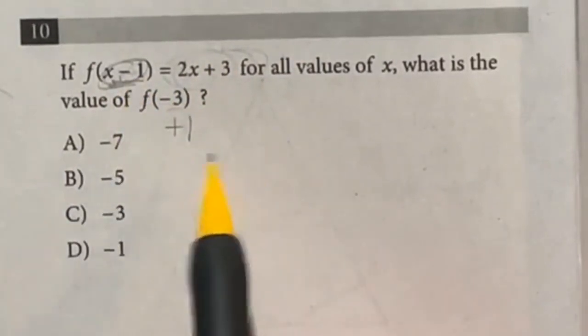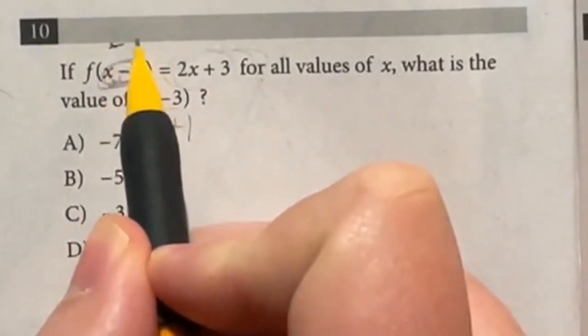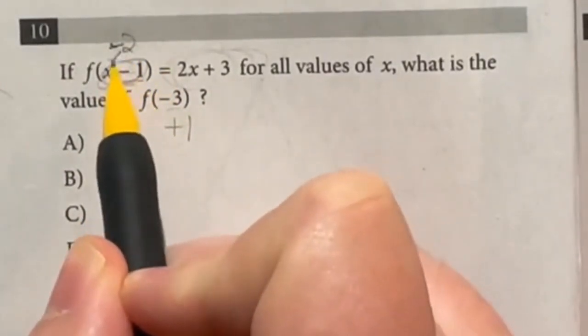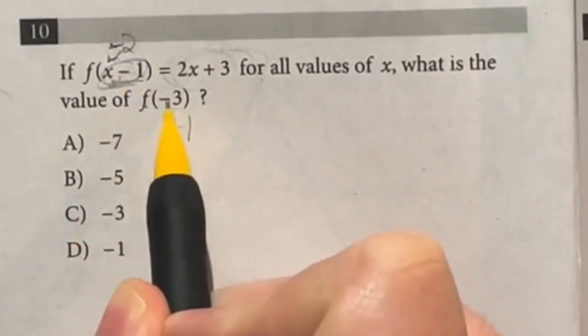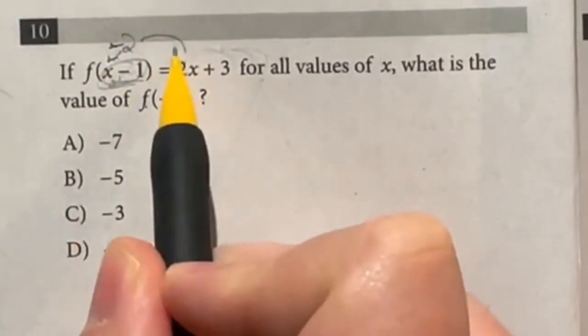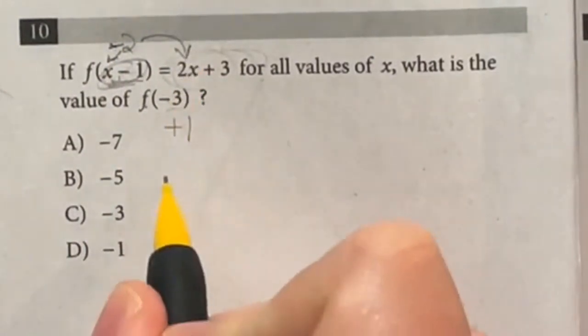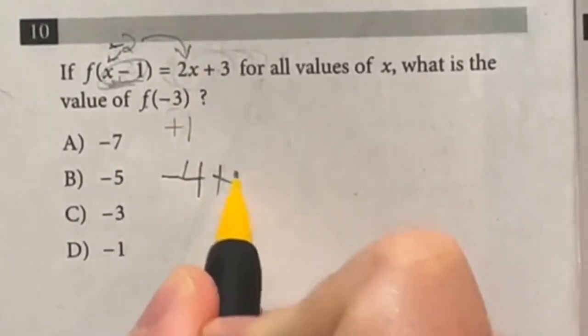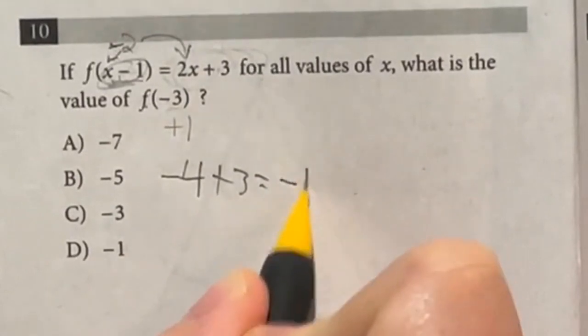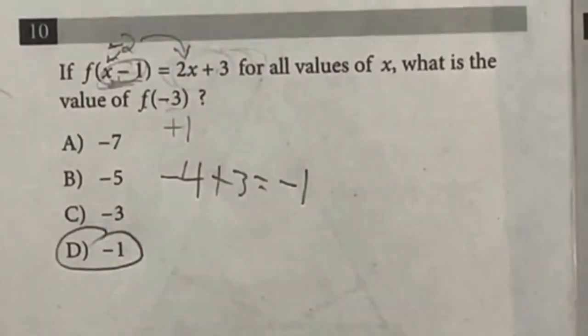So negative 3 plus 1 is negative 2. That means if I'm plugging negative 2 in for x, it's going to end up giving me f of negative 3, but I have to remember to plug in negative 2 over here, not negative 3. So negative 2 times 2 would give me negative 4, plus 3 would give me negative 1. So our answer here is D.